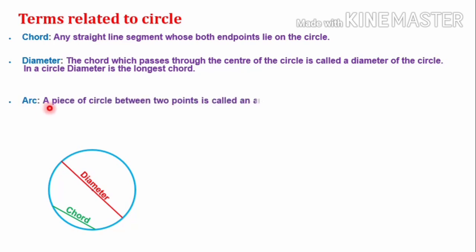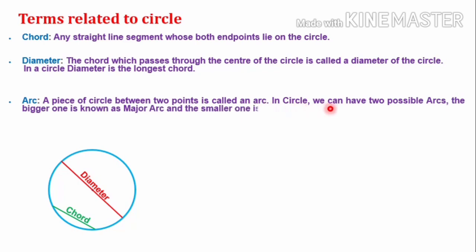Next one is arc. A piece of circle between 2 points is called an arc. In a circle, we can have two possible arcs. The bigger one is known as major arc and the smaller one is known as minor arc. A piece of circle between 2 points. Suppose I consider these end points, here there is one point and here there is another point, and the length between these 2 points is called the arc.